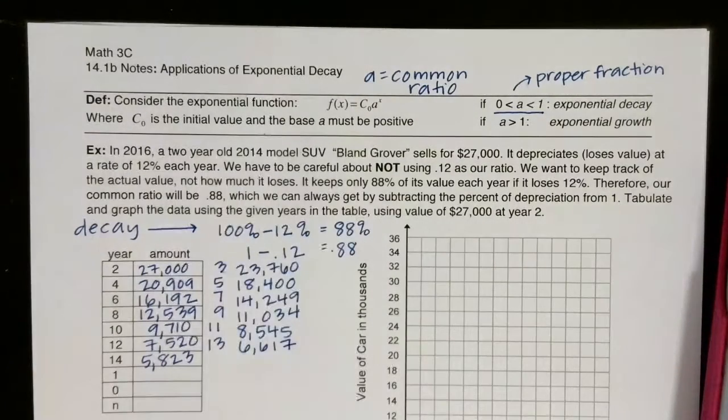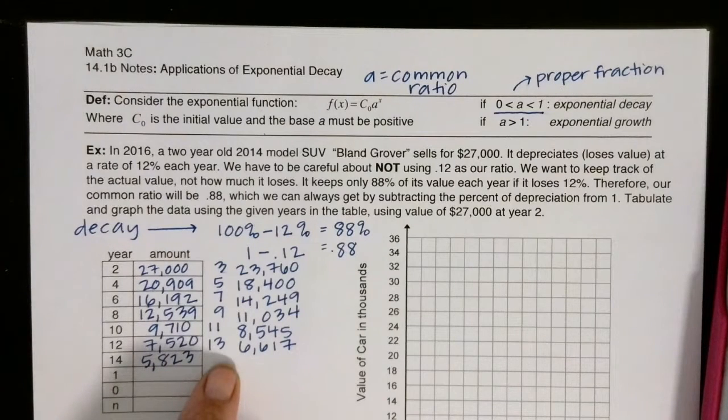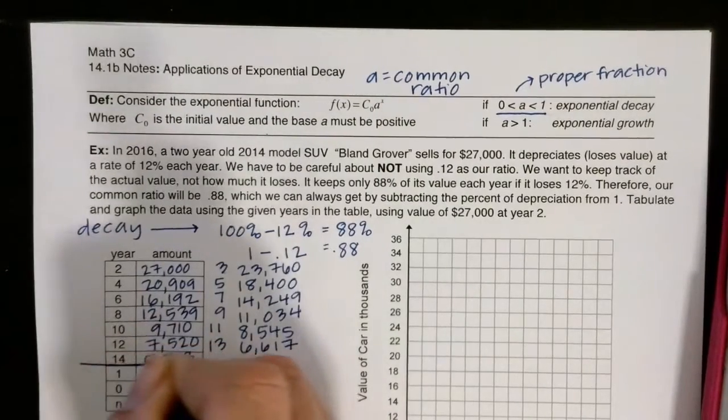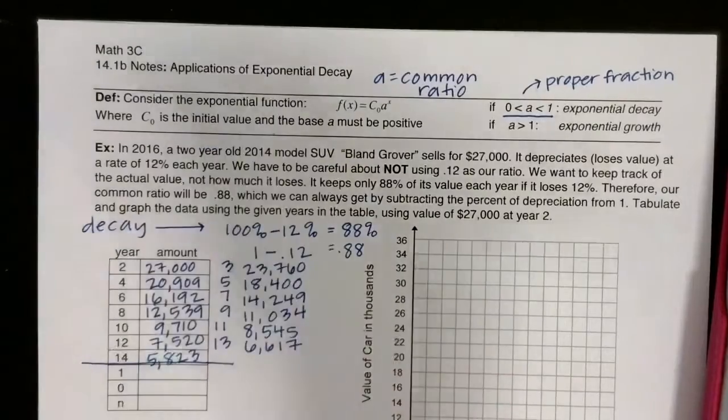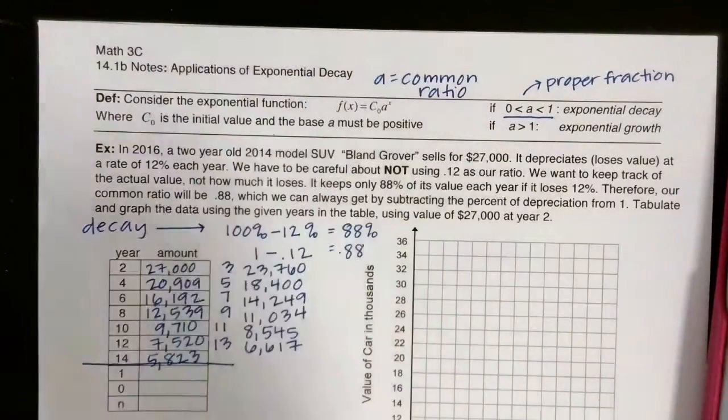Okay, so here we go. This is what we get after 14 years. That Bland Grover will only have a value of $5,823. But then this table all of a sudden jumps to 1. So I'm going to draw a line there because I don't want my brain to think the pattern continues, because these numbers were going up and now they're not.